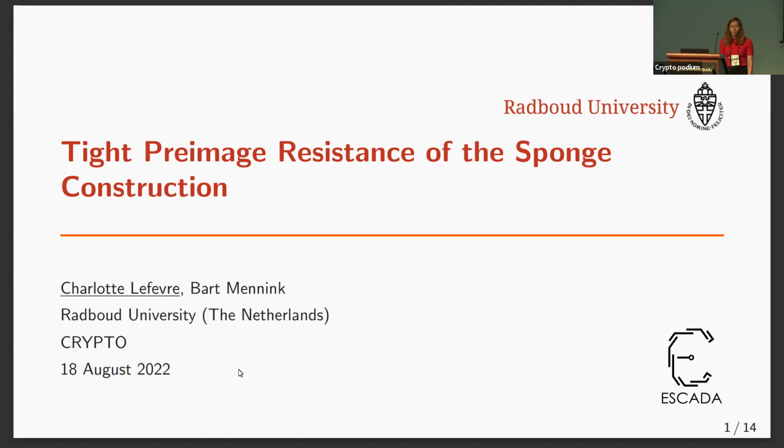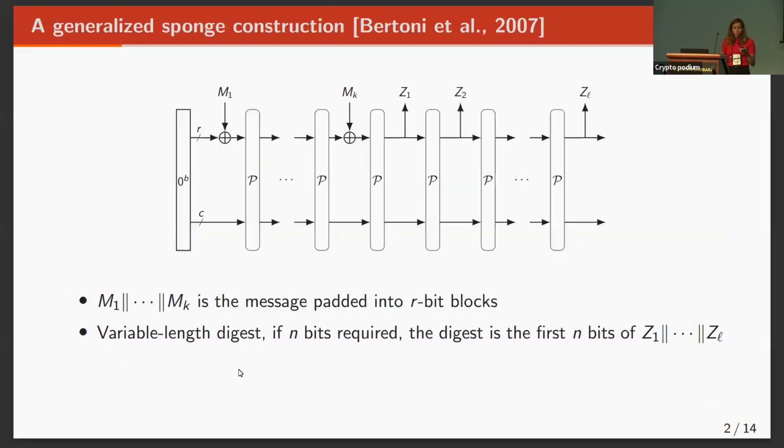Okay, thank you for the introduction. So I will present a result regarding the tight preimage resistance of the sponge construction. This is work done jointly with Bart Mennink. Here we focus on a generalized version of the sponge construction used for hashing purposes, and it is based on a permutation.